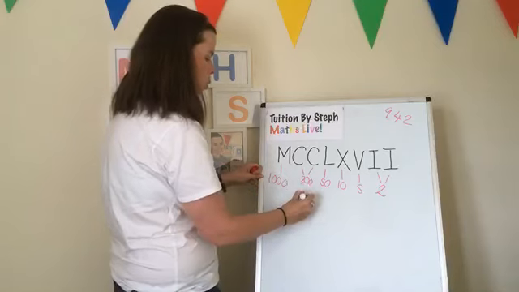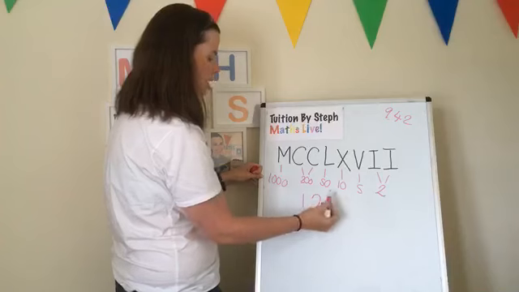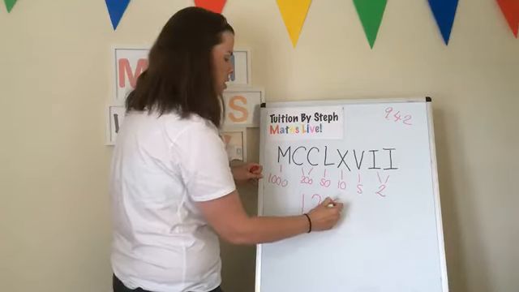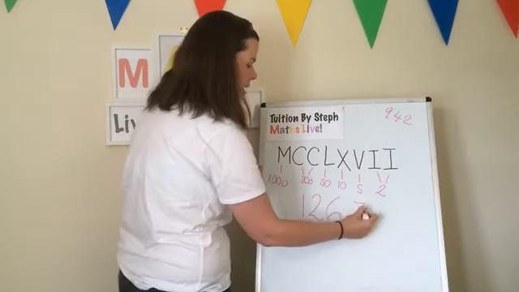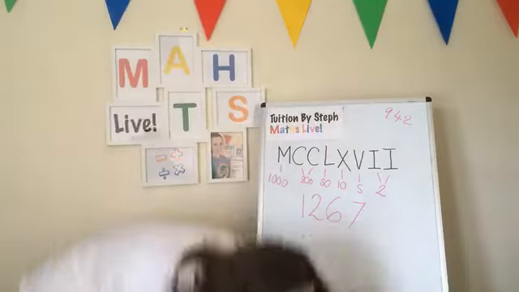So we've got 1,000. How many hundreds? We've got 200. Now careful here, because we've got 50 and 10, so we need to add that together, which is 60, and then 5, 6, 7. So your answer is 1,267.